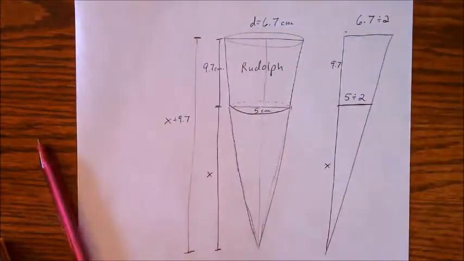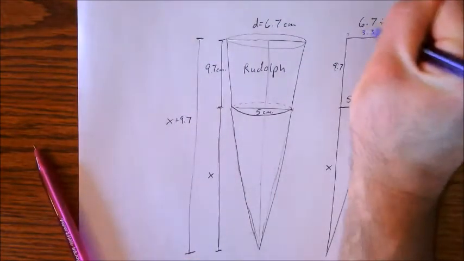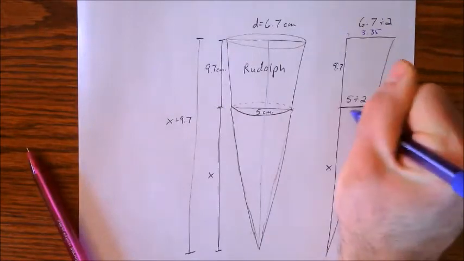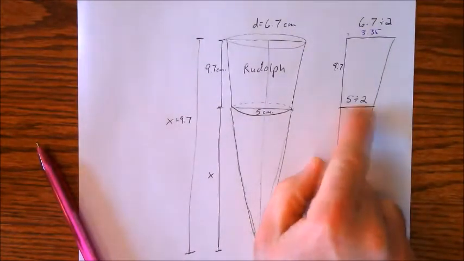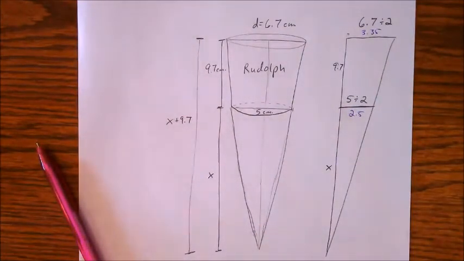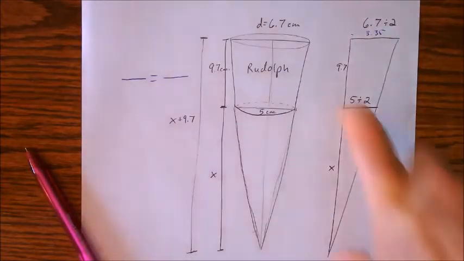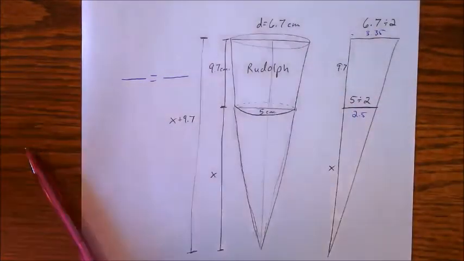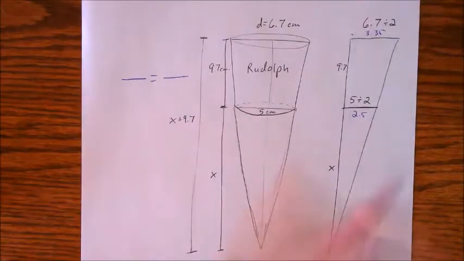Actually, before I do that, we're going to do 6.7 divided by 2, because 6.7 is the diameter of the top, so the radius would be 3.35. And this 5 divided by 2 is 2.5. Again, that was the diameter, and we want the radius. So we're going to use proportions to find the value of this section. Basically that's the section that, if we were to stretch this out, is the cone that got cut off.